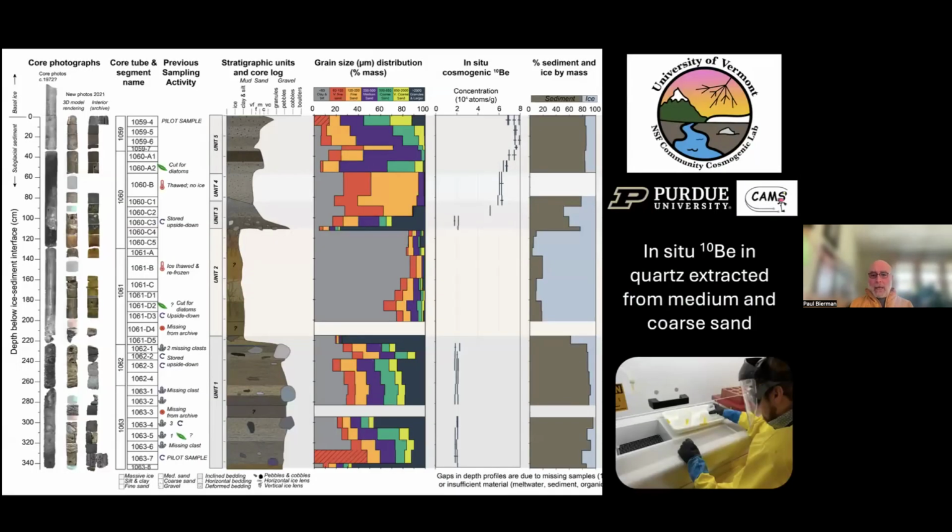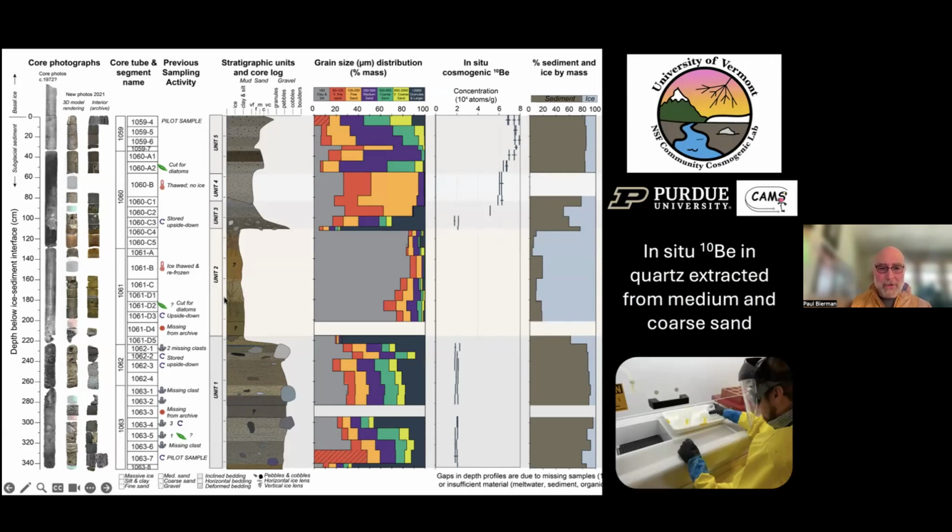And then we can look at what's my expertise in here, and that's the beryllium-10. And this is the in situ beryllium-10. We did replicates by grain size. We measured every sample for which we could generate enough quartz. The beryllium-10 are in this column. This is 0 atoms per gram. This is 8 times 10 to the 4th, so 80,000 atoms per gram.